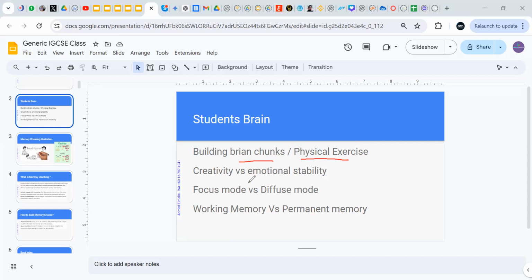Your brain works in two modes: focus mode and diffuse mode. Smart people are able to make use of diffuse mode. I will explain to you what that is now. In short, you have two types of memory: working memory and permanent memory. I will also tell you now how you can actually use them properly, and when to give yourself a rest.